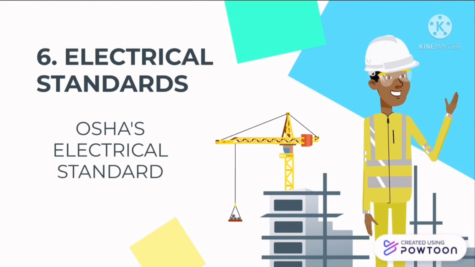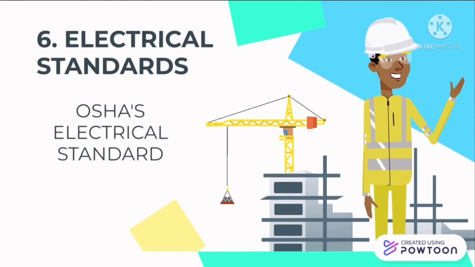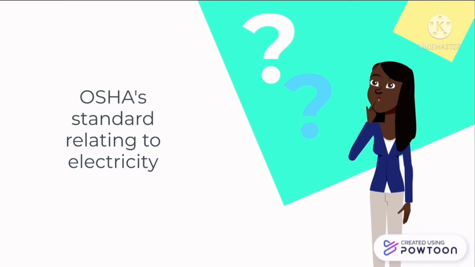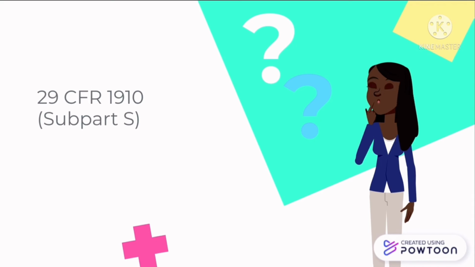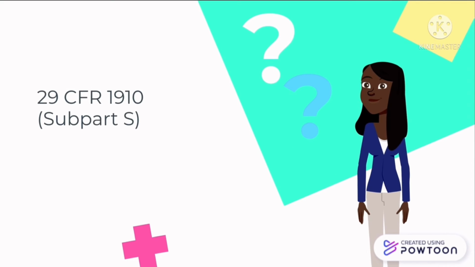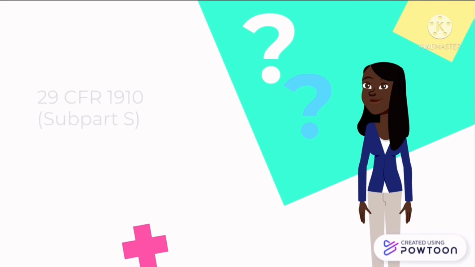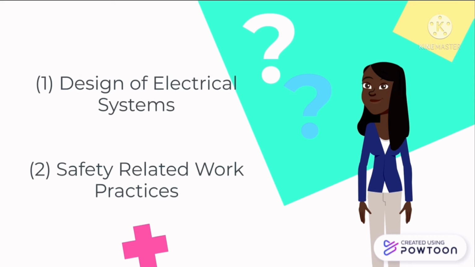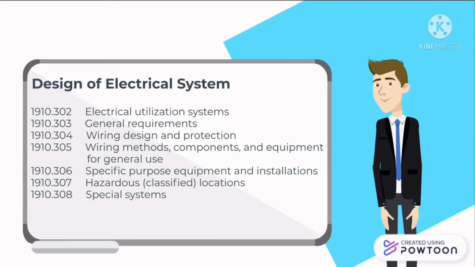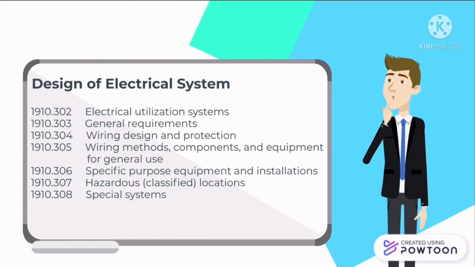OSHA's electrical standard. OSHA's standards relating to electricity are found in 29 CFR 1910, also known as Subpart S. They are extracted from the NEC. Subpart S is divided into design of electrical systems and safety-related work practices. The standards in each of these categories are as follows.